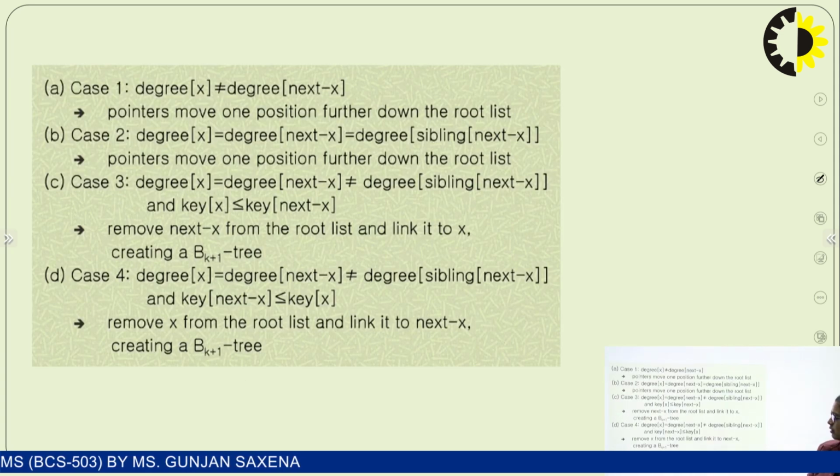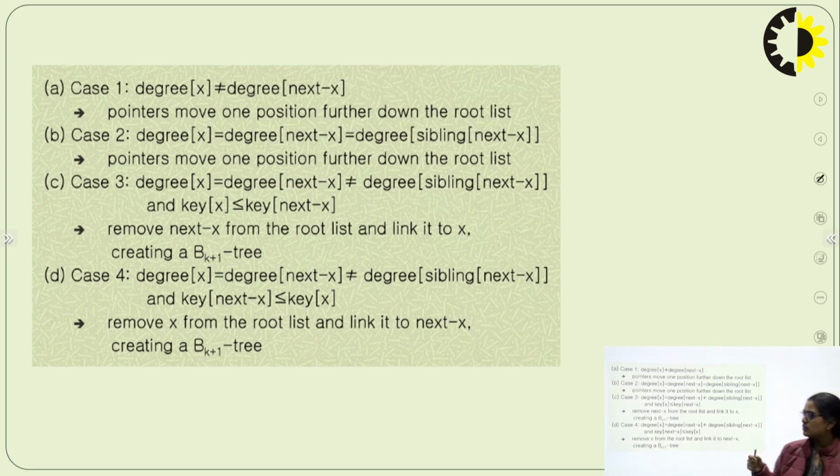What are the four different cases that arise when we are uniting? Just go through this particular slide. I am just giving you a gist of these cases. There are four major cases, actually two cases, and the other two depend on them. If we are uniting the two binomial heaps, then maybe the first binomial tree has a degree not equal to the second one. Then we simply move the pointer forward one place in the list.